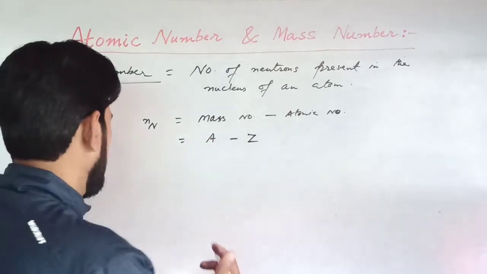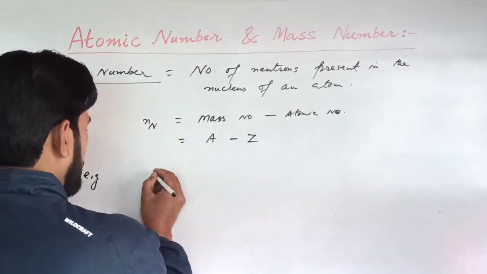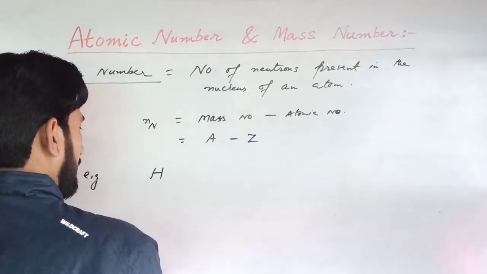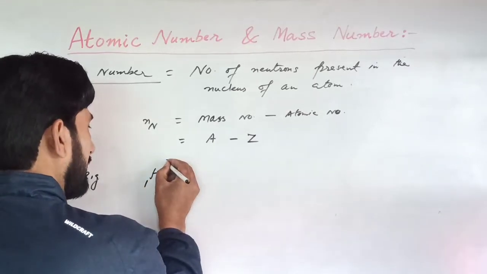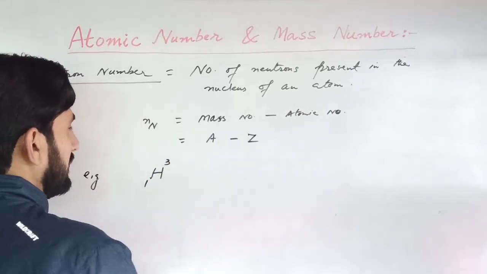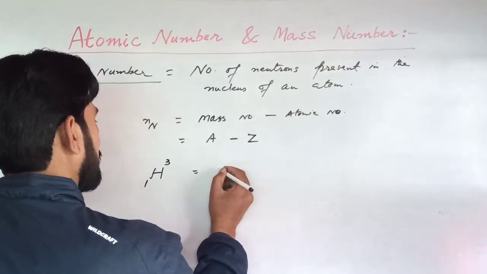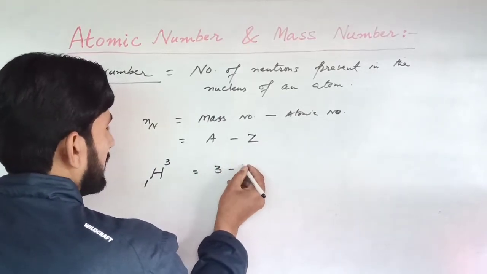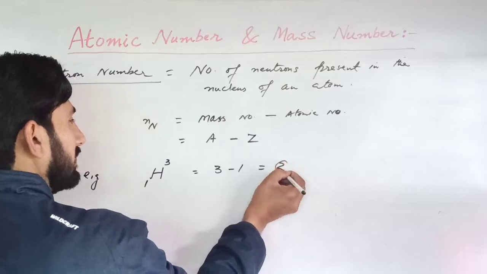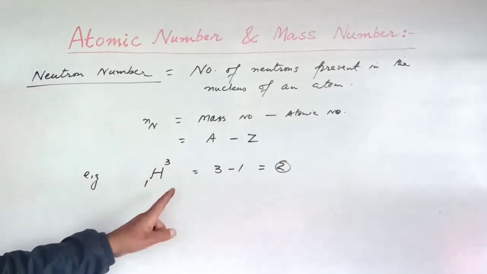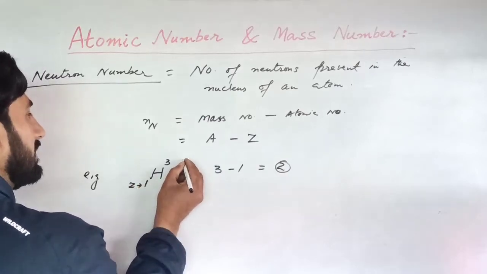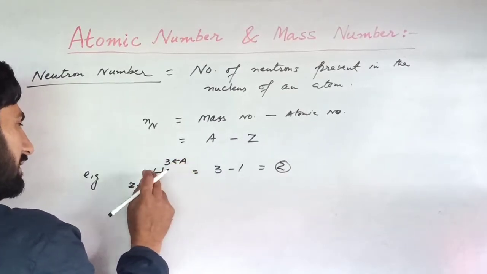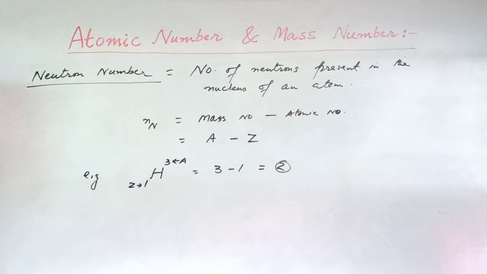For example, a hydrogen atom with atomic number 1 and mass number 3. Number of neutrons is equal to 3 minus 1, which is 2. In this case there are 2 neutrons, because this is Z and this is A. A minus Z.